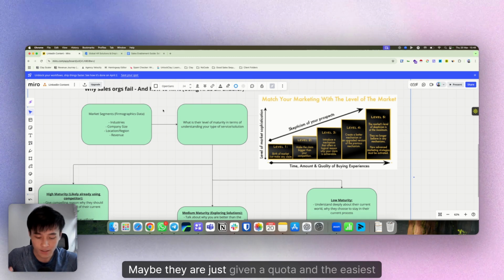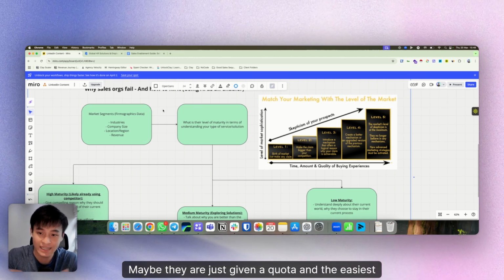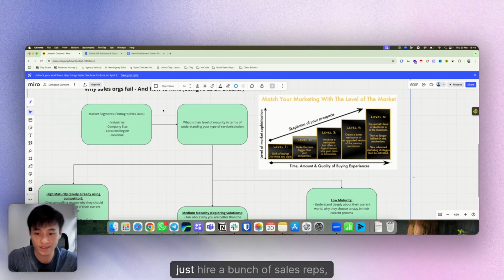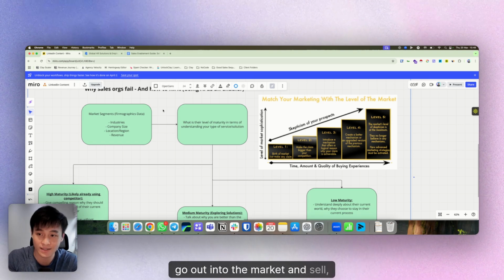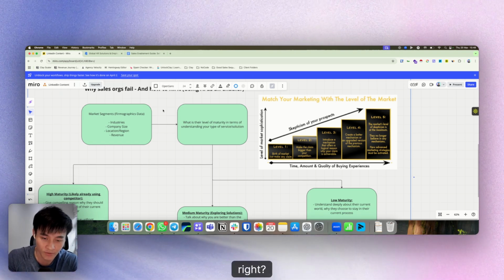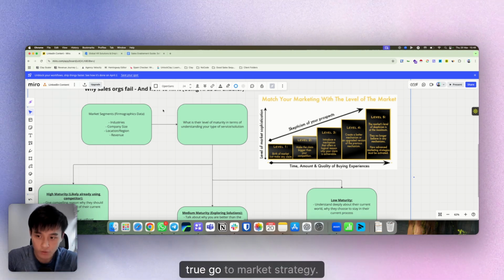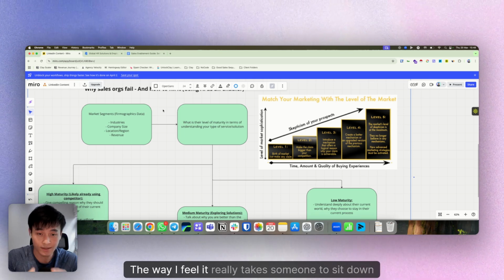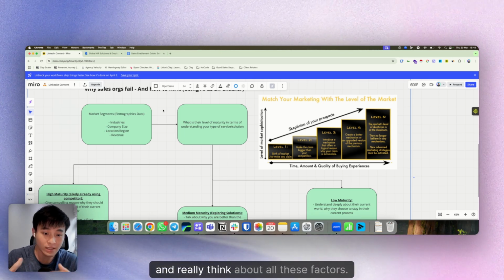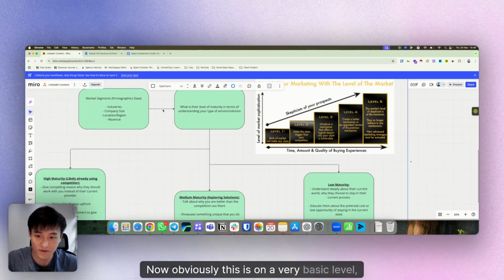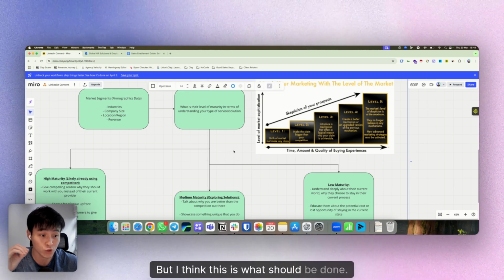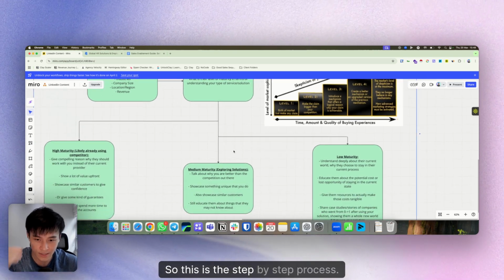Maybe they are just given a quota and the easiest thing to do is not to plan, just hire a bunch of sales reps, go out into the market and sell. So I think that's the problem, right? Through go-to-market strategy, the way I feel, it really takes someone to sit down and really think about all these factors. Now, obviously, this is on a very basic level, right? But I think this is what should be done. So this is the step-by-step process.